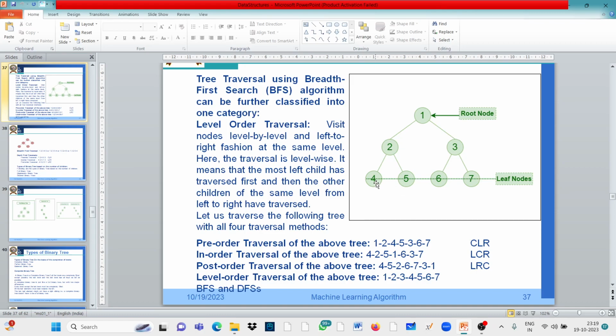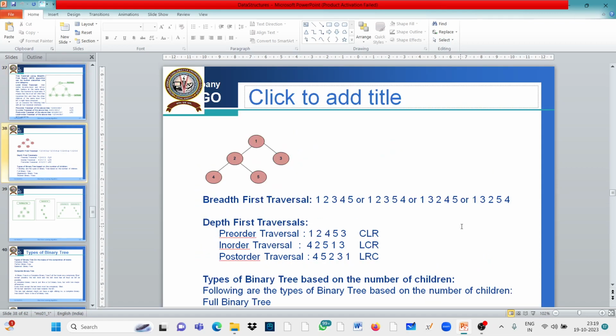What is the left, right? So 4, 5, it is 2. Then 6, 7, it is 3. Then finally the 1. You get it now? So these are the ways we can go for the different traversals.